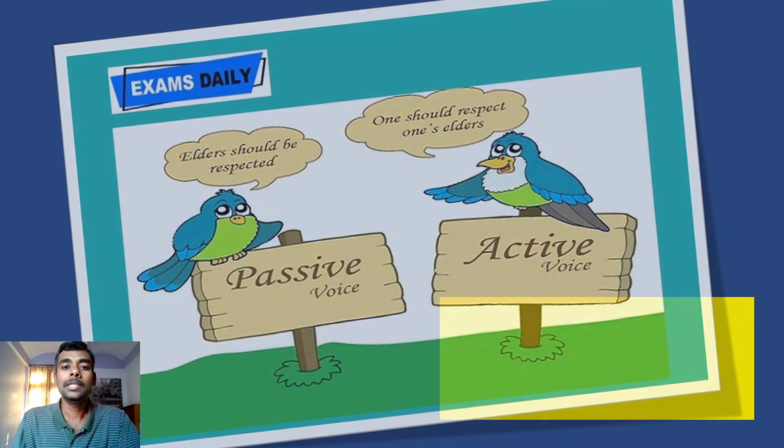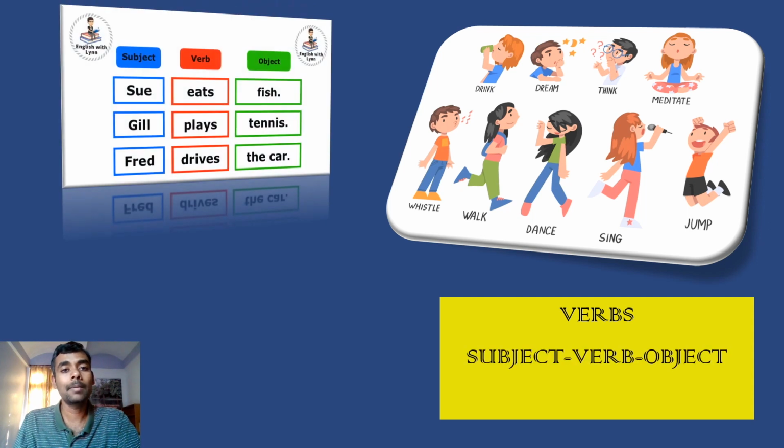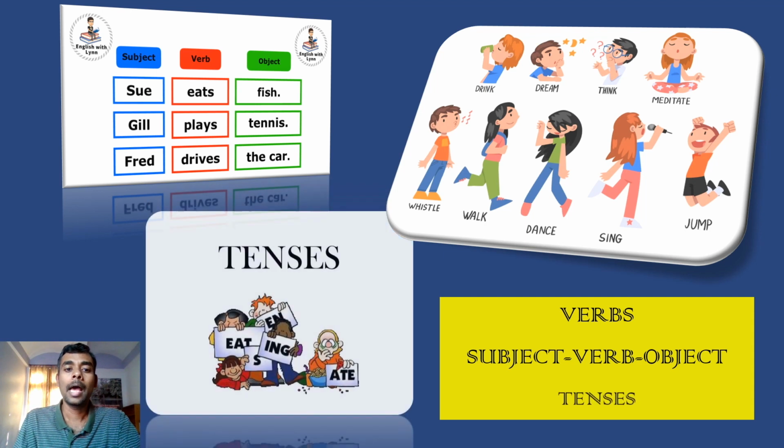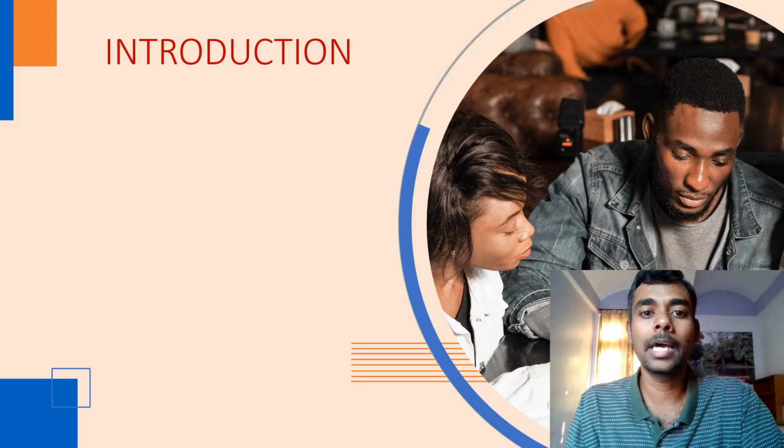So before we proceed, we need to know some background about three things: verbs, subject, verb and object combinations in a sentence, and tenses and their different types. So let's dive in.